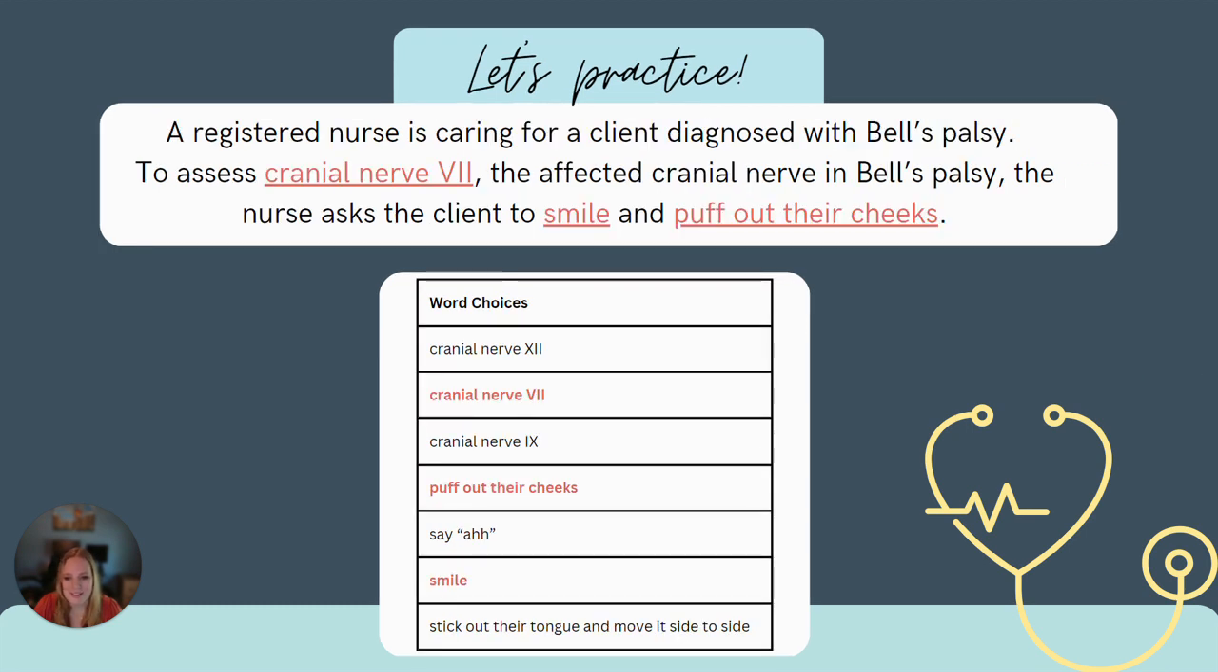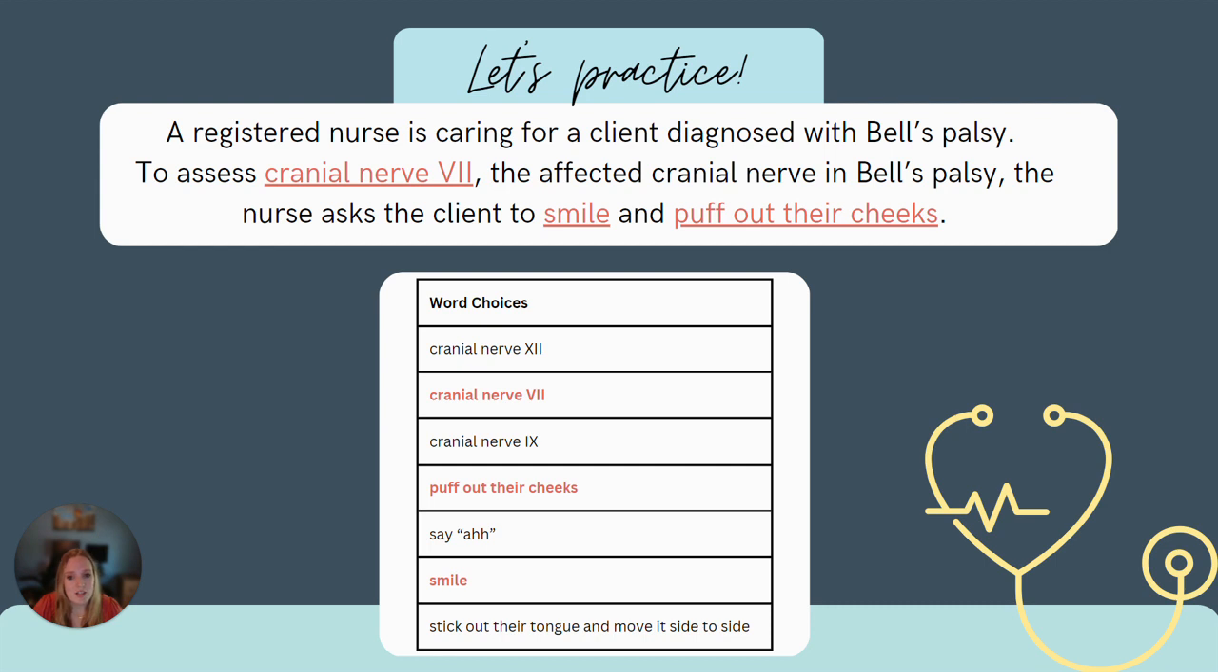Okay, so here it is, friends. A registered nurse is caring for a client diagnosed with Bell's palsy. To assess cranial nerve number 7, the affected cranial nerve in Bell's palsy, the nurse asks the client to smile and puff out their cheeks. So while a lot of your NCLEX questions will utilize your nursing judgment and prioritization to get to the correct answer, sometimes you're going to have questions that are straight recall, like in this question. So don't neglect those straight memorization topics like cranial nerves. We love those easy points, right? And these are also great topics for flashcards.